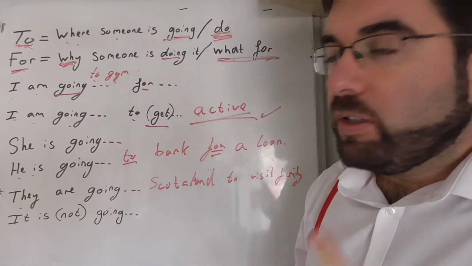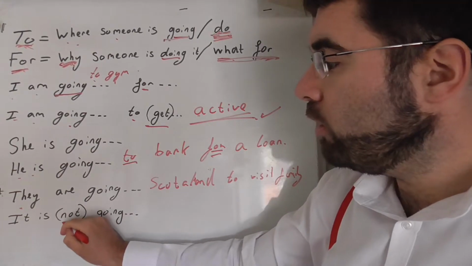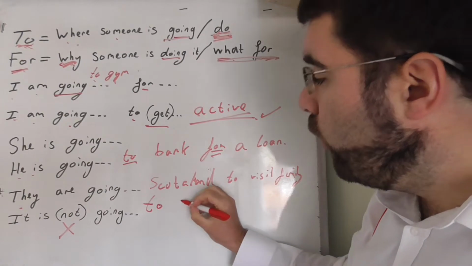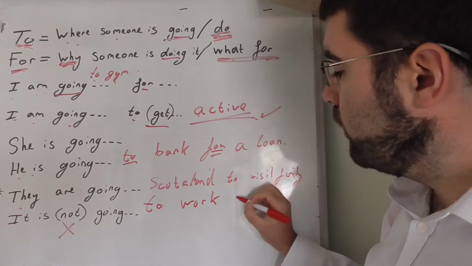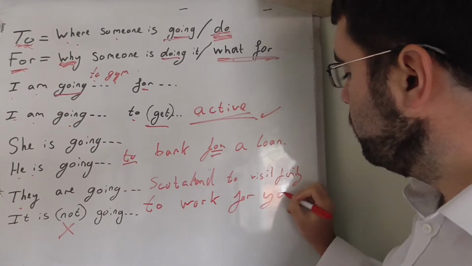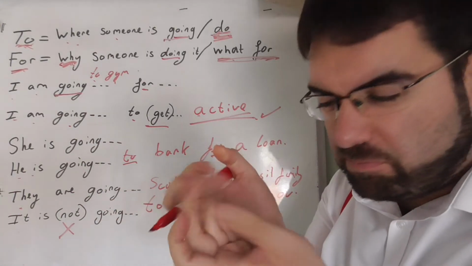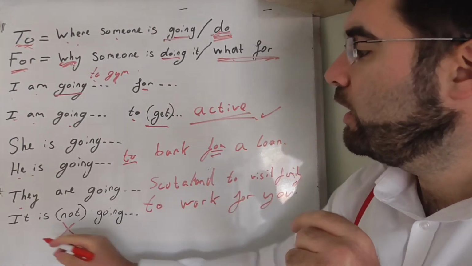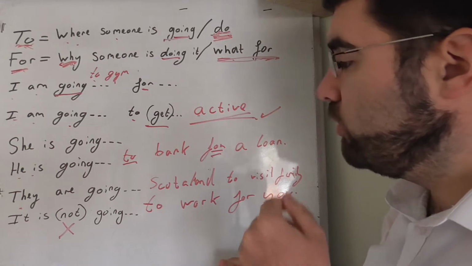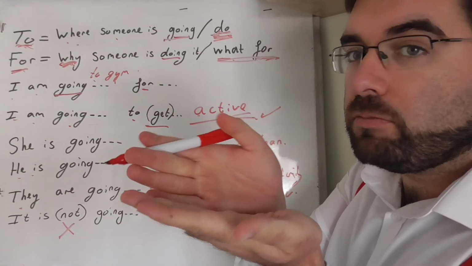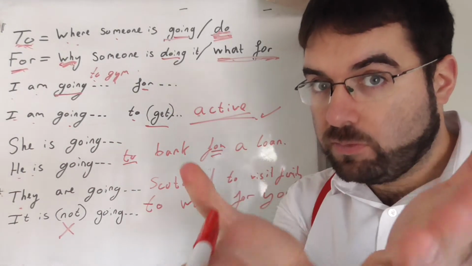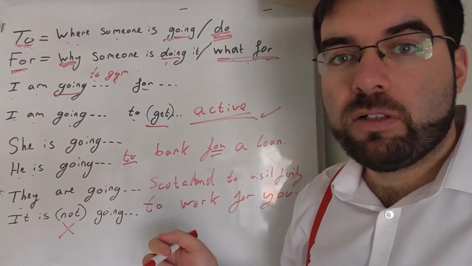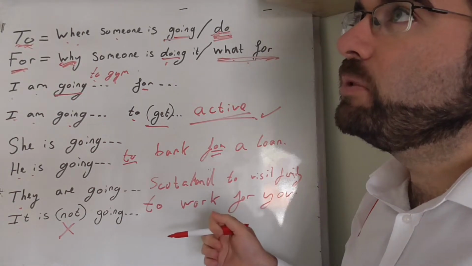But then we can also invert it. It is not going to work for you. This machine, it's not going to work for you. It is not going to open for you. For you, what for? Why is it doing? It's not going to open for you.